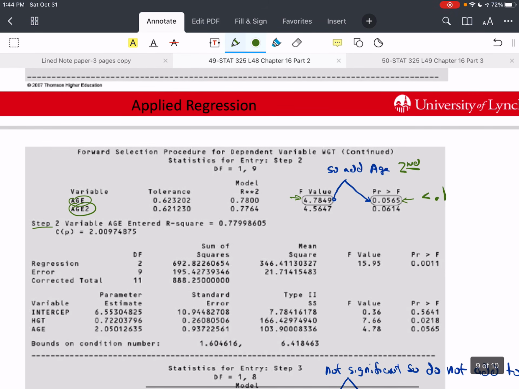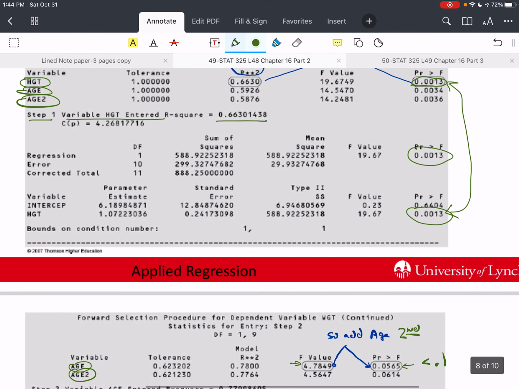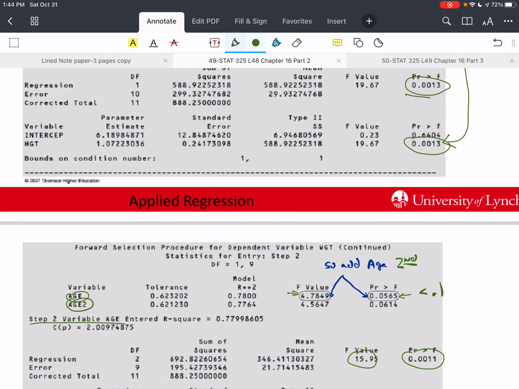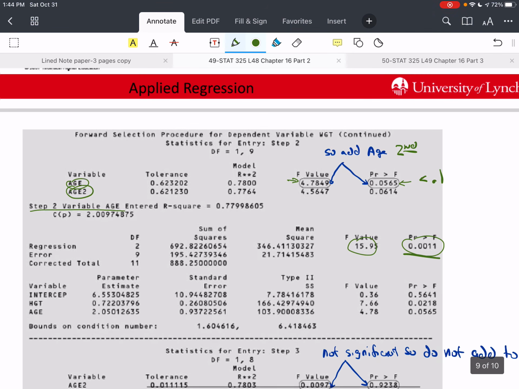So now step 2 is to add variable age into the model, and we do that, and we see that the model is significant, highly significant, 0.0011, and our F value has decreased, but that's okay because we're now not comparing one variable only. We've changed the degrees of freedom, but you can see that the p-value went slightly down by 0.0002. So the model has improved a little bit as far as overall significance.